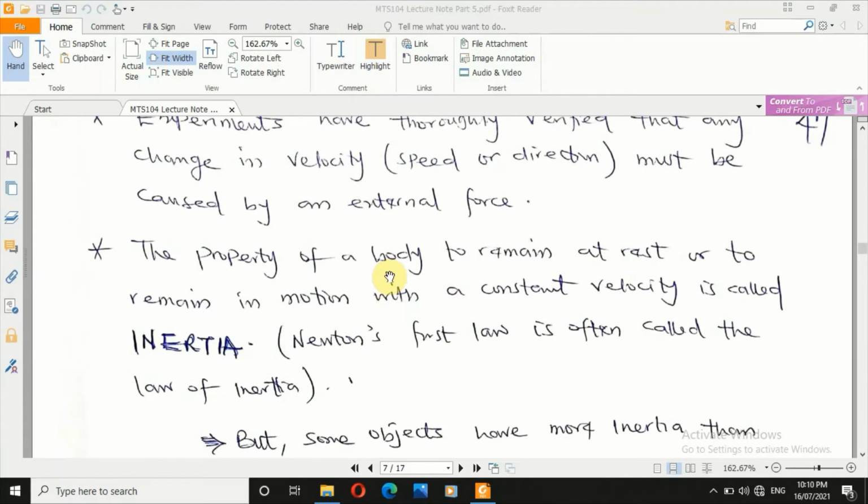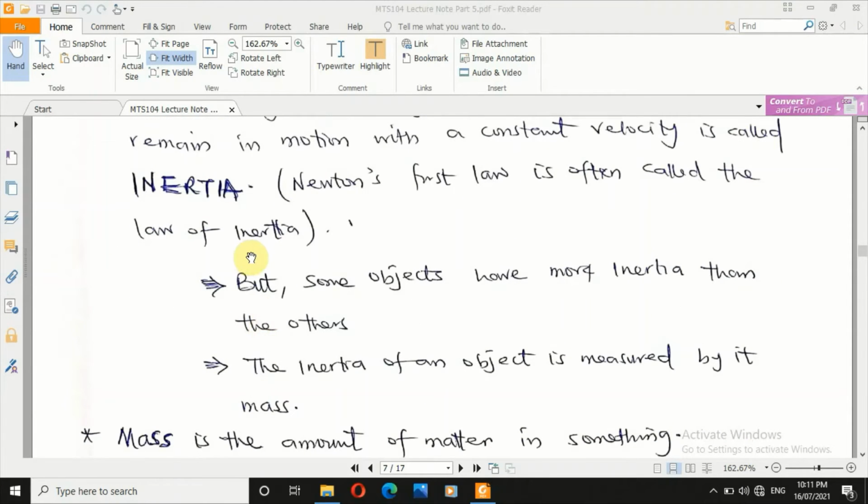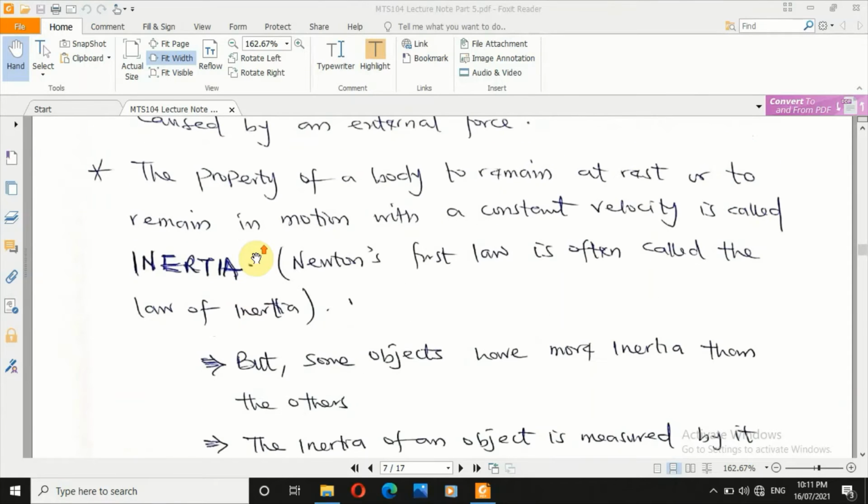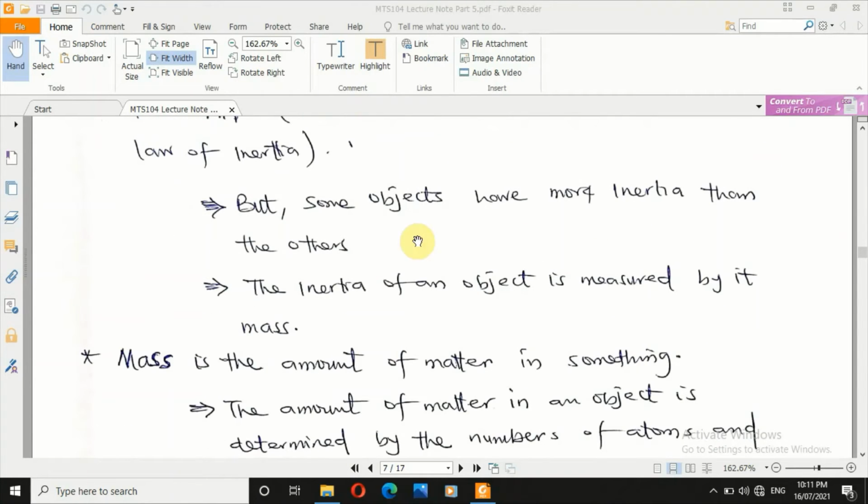The property of a body to remain at rest or to remain in motion with a constant velocity is called inertia. So another name that we can call the first law of motion is the law of inertia, because it's talking about objects remaining at rest or remaining in motion with a constant velocity. That's why I call it the law of inertia. Please don't forget, the law of inertia means that an object is either at rest or continually moving when the velocity is constant. But some objects have more inertia than others.